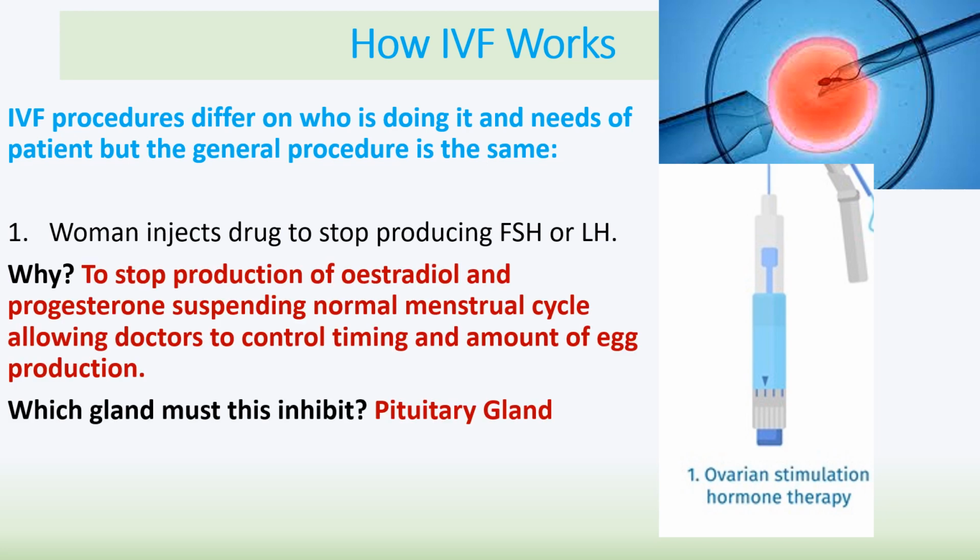This is done because FSH stimulates the production of estradiol and progesterone, so stopping it suspends the normal menstrual cycle, and that allows doctors to control timings and the amount of egg production. In order to do this, they inhibit the pituitary gland. They prevent the production of FSH or LH, and that stops the production of estradiol and progesterone, which are triggered by their production. The pituitary gland is where it all starts, so you have to inhibit that one, which stops the release of the FSH or the LH.